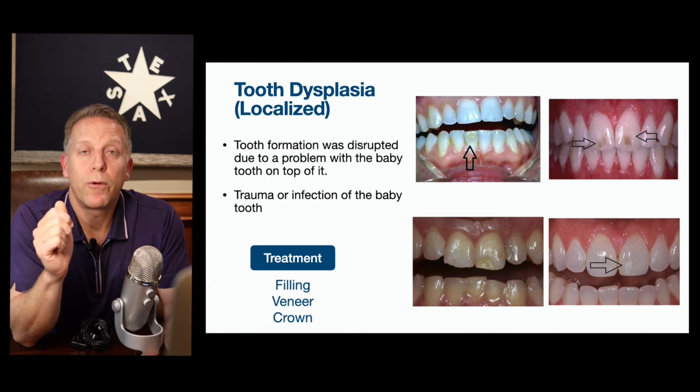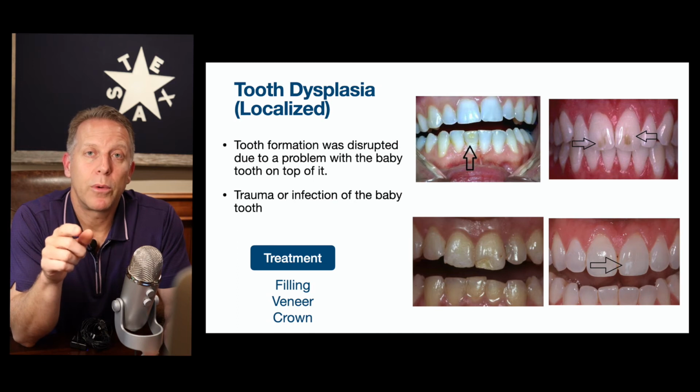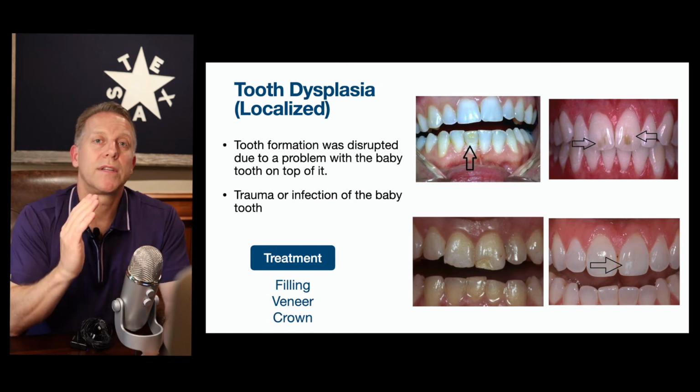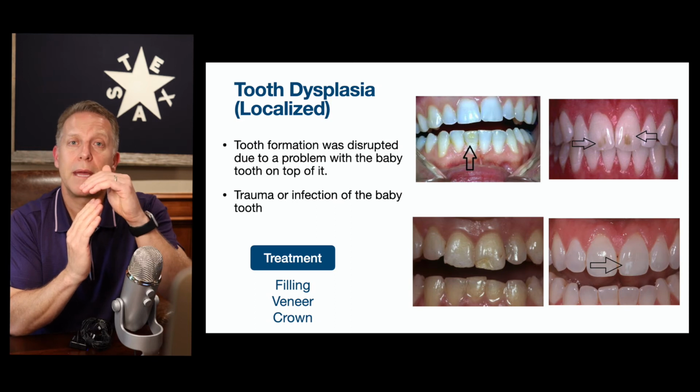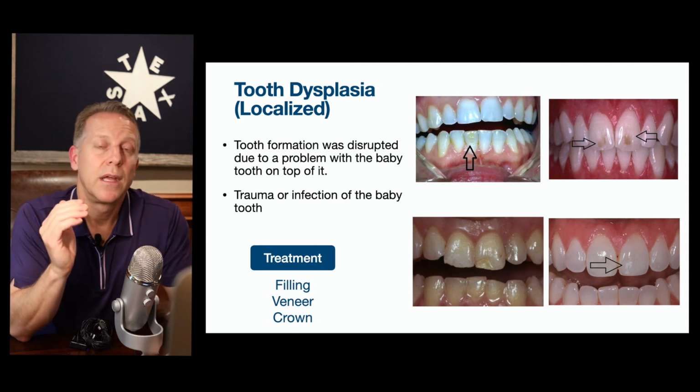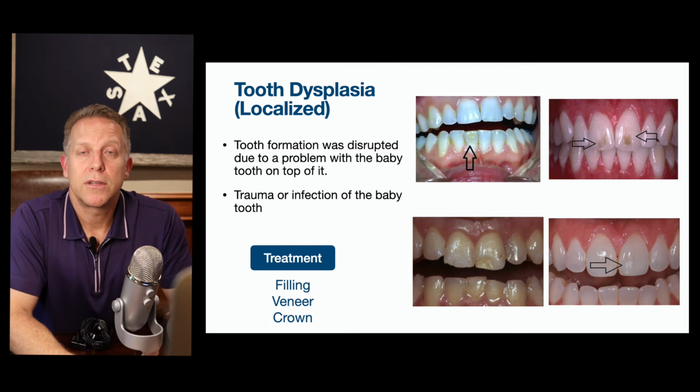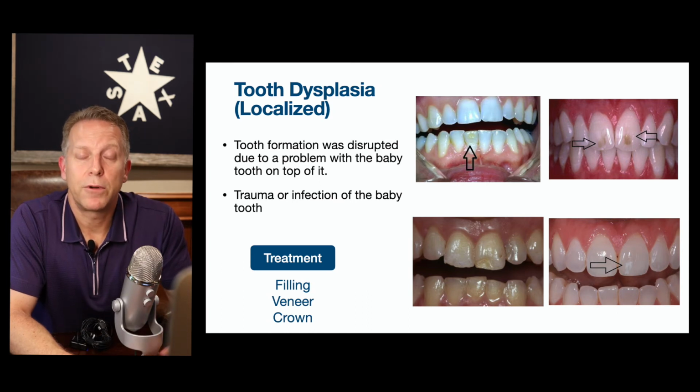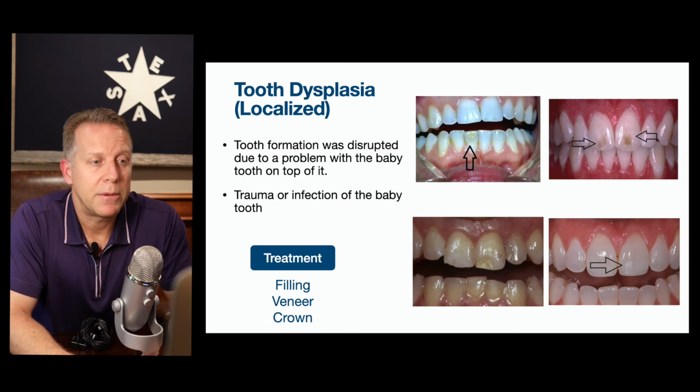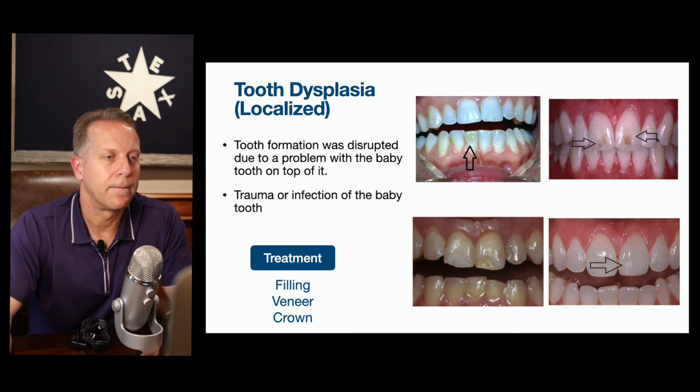And this is tooth formation that was disrupted due to a problem with the baby tooth that was on top of it. As we all know, adult teeth have got a baby tooth that sits on top of it. If there's a problem with that baby tooth, it's going to affect potentially the underlying adult tooth that's going to take its place. It's usually some kind of trauma that occurred to that baby tooth that then gets transferred to that adult tooth during its formation stage, or it's going to be some kind of infection from the baby tooth. The treatment for this, if it's real small, it can just be a filling. If it gets bigger, we're talking veneers or crowns at that point.